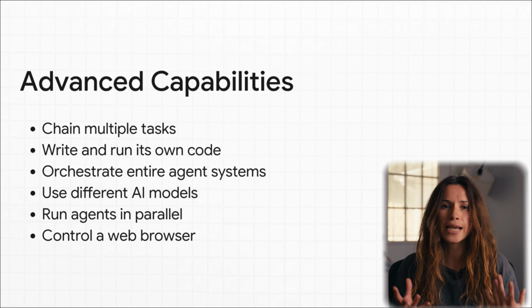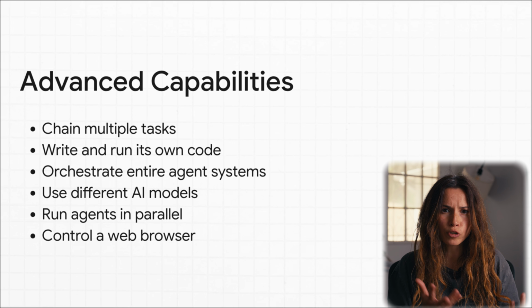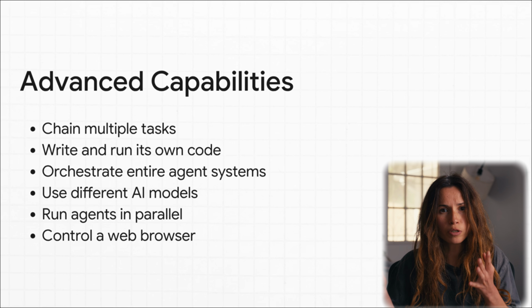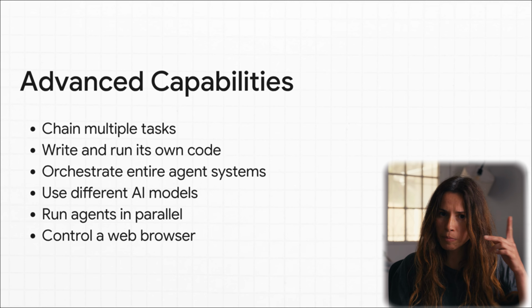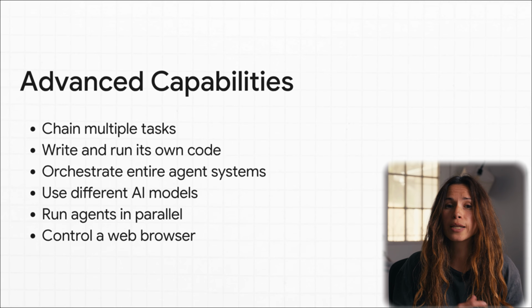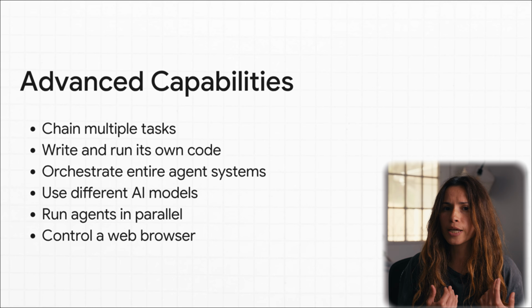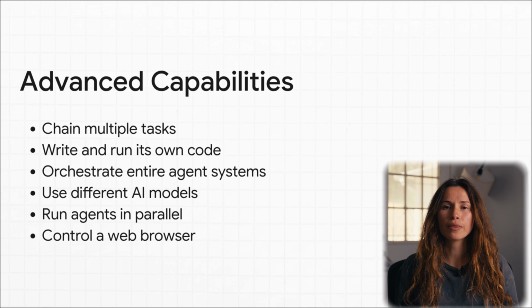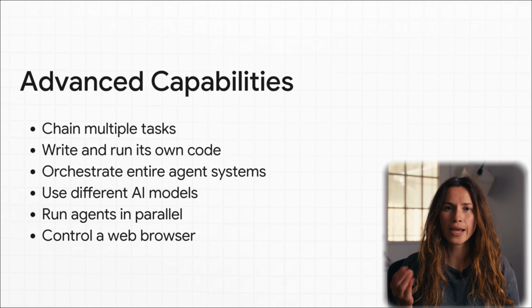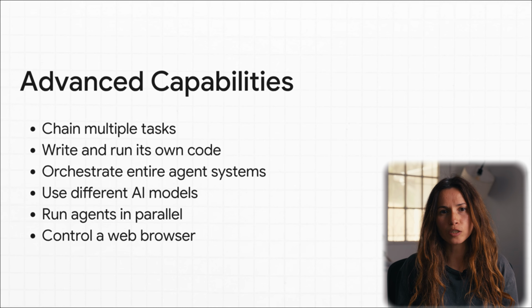You can build an entire system of agents, like having a researcher agent hand off its findings to a writer agent. You can even swap out the AI models on the fly. Use Gemini for one task, Claude for another. You can have agents that can literally take control of a web browser to go scrape data or fill out forms for you. I mean, this is where it goes from just a helper to a full-blown automated workforce.